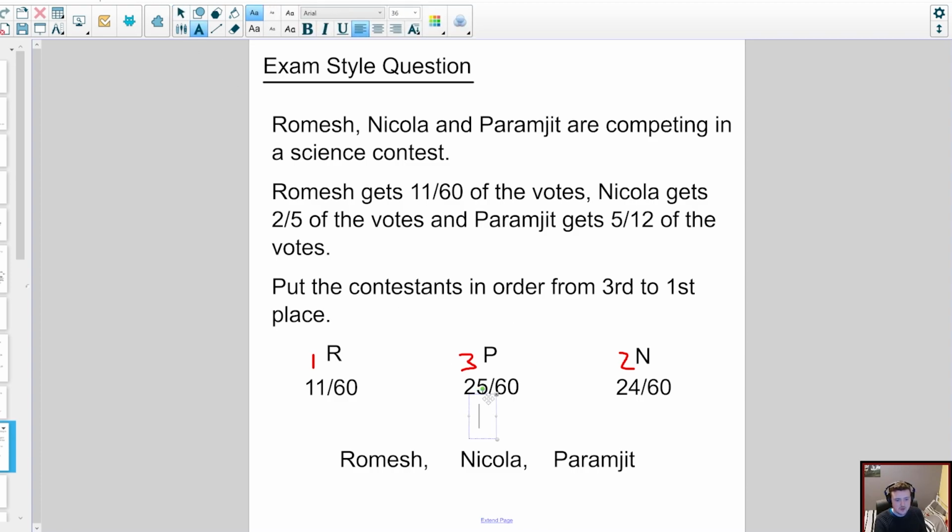If you really want to be sure that you've explained it well, what you would do is underneath here, write times 5, for example. This is times 12. And this is times 1. It stayed the same. So that would be how we got to these answers. 2 times 12, 5 times 5, 11 times 1. Like that. And so very good job if you managed to get Ramesh, Nicola, Paramjeet as your answer.